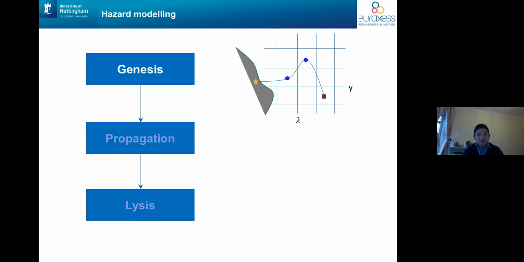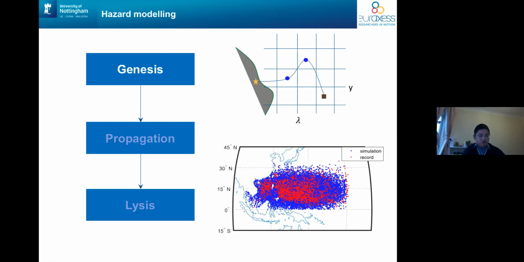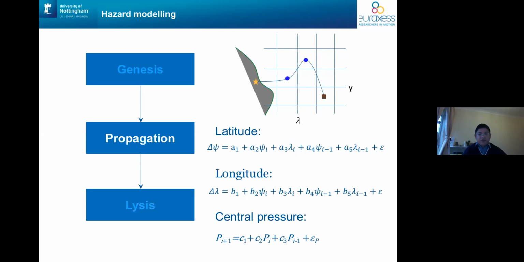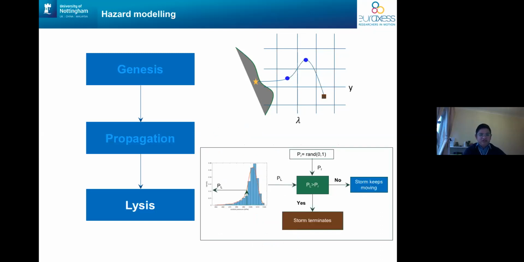The genesis model is to simulate the starting of the typhoons, which is the square mark here. In the bottom figures, the red dots are the historical genesis locations of typhoons, and the blues are the generated genesis locations of artificial tracks. The propagation model is developed to simulate how typhoons translate, which is marked by the circle points, as you can see in the figures. And finally, the lysis model is developed to simulate the end of a track, which is the star marking here.